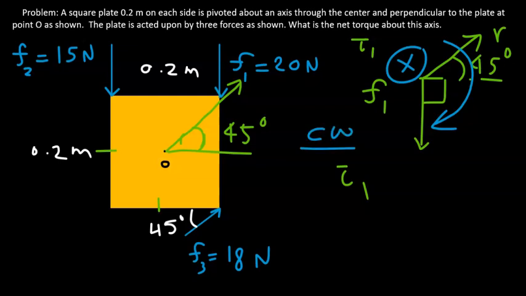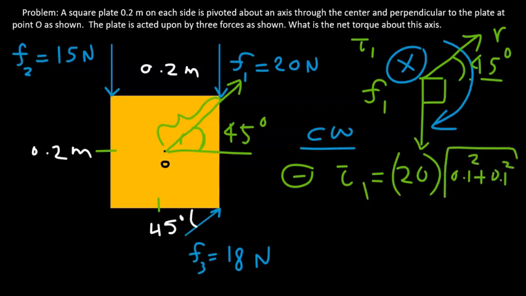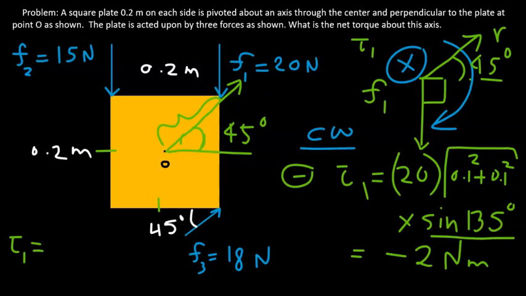As you curl your right hand fingers from R to F, your thumb will be pointing into the board. So that means torque due to force 1 will try to rotate the plate in a clockwise direction, or with a minus sign. The magnitude is given by 20 times this length right there, which, according to Pythagoras' theorem, is the square root of 0.1 squared plus 0.1 squared, times the sine of 135 degrees, the angle between the two vectors, and that results in minus 2 Newton meter. So that is the torque due to force 1.